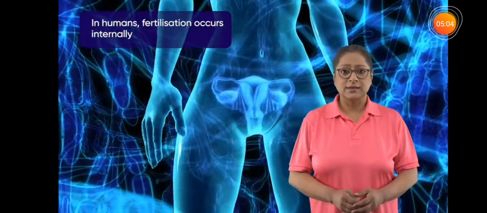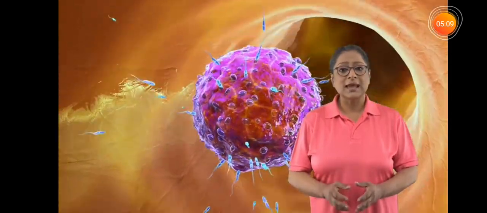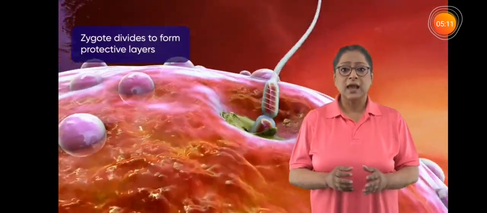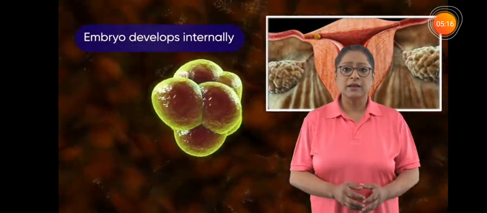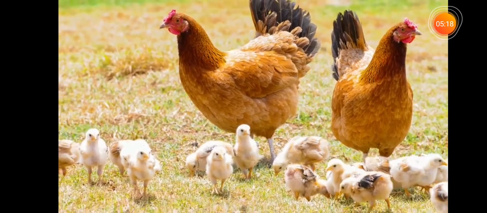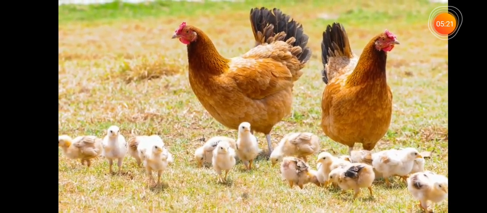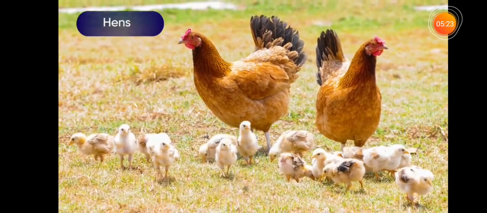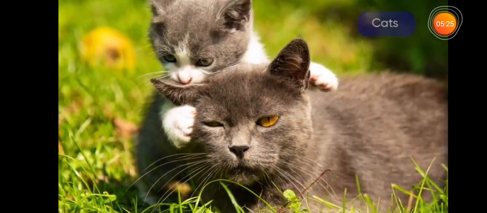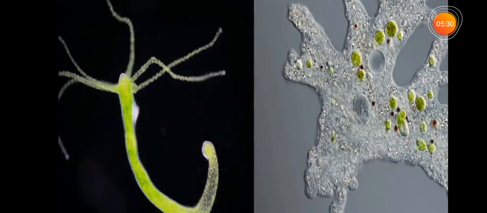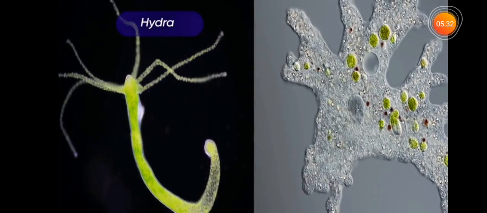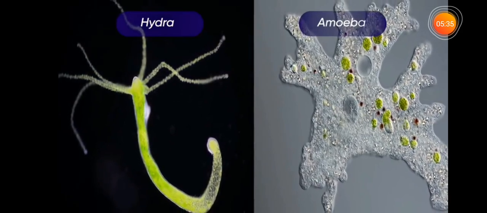In humans, fertilization occurs internally. Internal fertilization occurs, after which the zygote divides repeatedly and hard protective layers are formed around it. The embryo develops internally. Internal fertilization happens in animals like hens, cats, dogs, etc. Some small and microscopic animals like hydra and amoeba reproduce asexually.